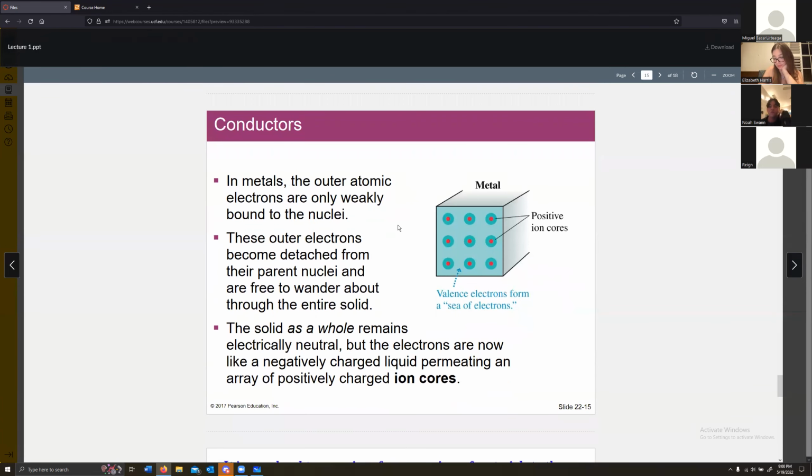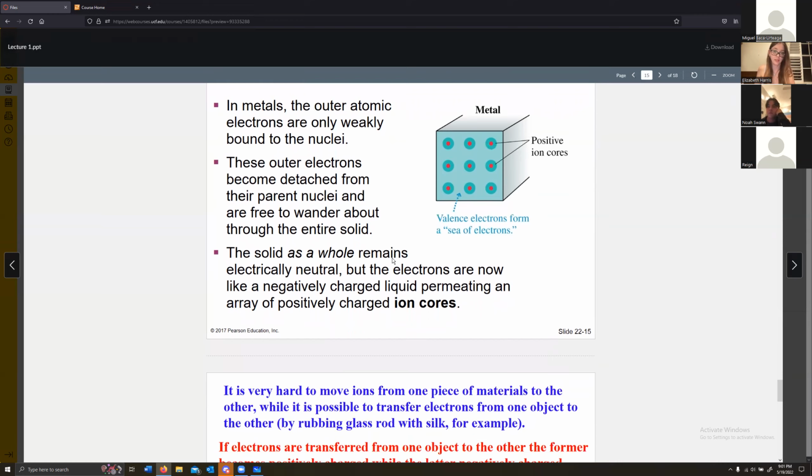And this was a cool one. In conductors and metals, the outer atomic electrons are only weakly bound to the nuclei. So the outer electrons become detached from their parent nuclei and are free to wander through the entire solid. The solid as a whole remains electrically neutral, but the electrons are now like a negatively charged liquid permeating an array of positively charged ion cores. That is crazy. It's almost like electrons are acting like a kind of free-floating fluid. I think that's really cool.